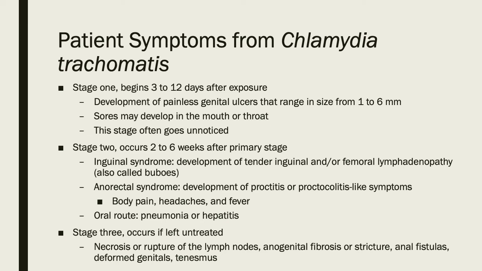Swollen and tender lymph nodes in the groin are more common in men, while swollen and painful lymph nodes in the pelvis or near the rectum are more common in women. Anorectal syndrome refers to the development of proctitis or proctocolitis-like symptoms and usually occurs when transmission is via the anal route. This may include pain during urination, rectal bleeding, pain passing stool, abdominal pain, anal pain, and tenesmus.